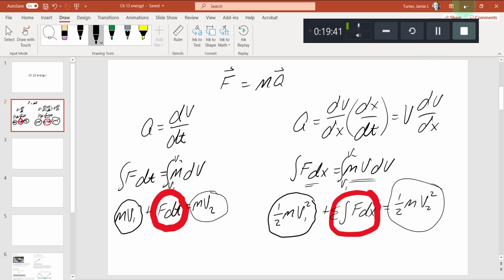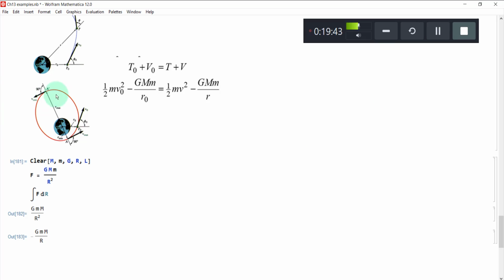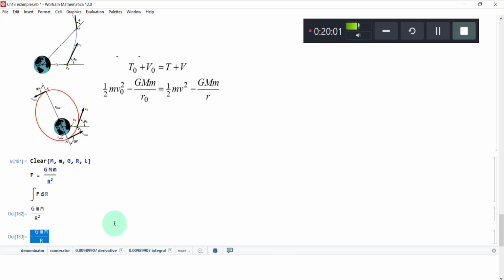And if you look at this for planetary motion, just a quick thing. For that one, the force is GMm over r squared. And if you go through that force through a distance, so maybe your distance is between the center of the planet and where the satellite is, in that case, it ends up being negative GMm over r. So your potential energy here is a negative GMm over r when you're going into these systems.